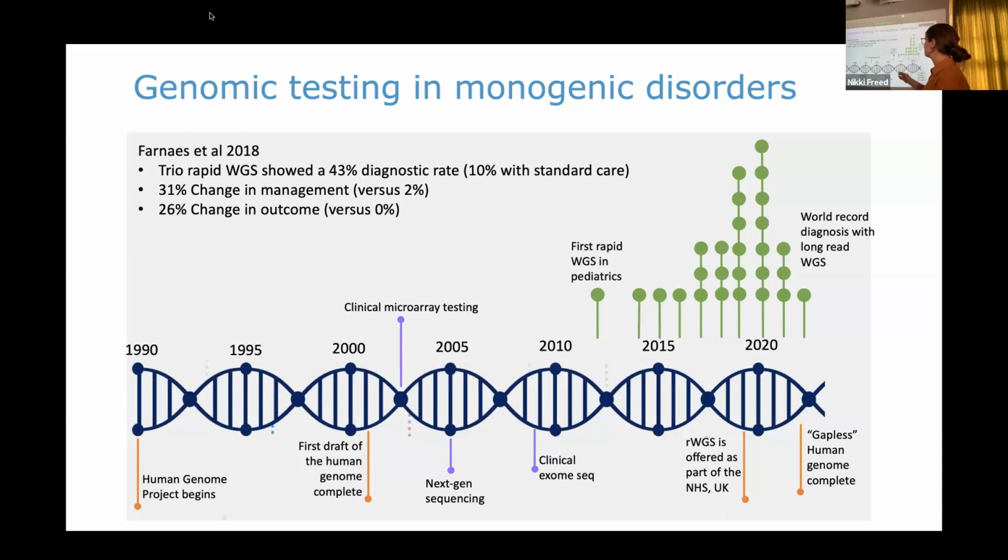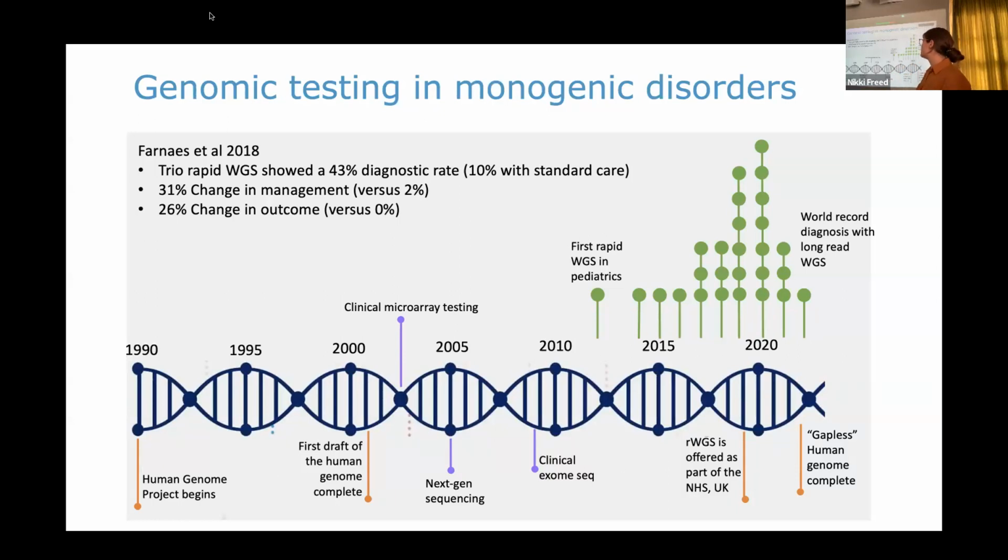This paper in the corner here from 2018 is quite a classic example of these groups of papers that showed 30% change in management, 26% change in outcome. So it has really been argued that this should become standard of care across the board. And the UK were the first to do this in 2019 as part of an actual public healthcare system.